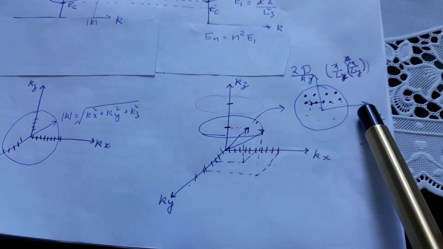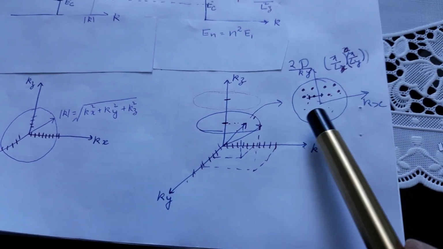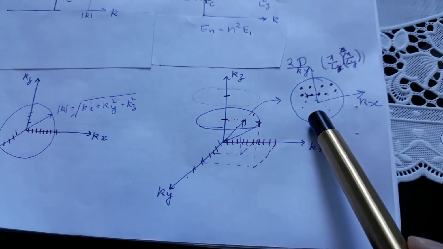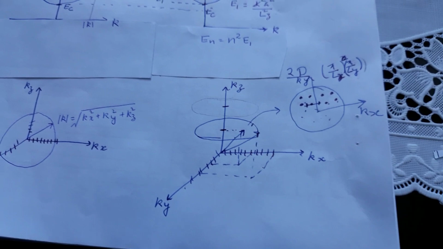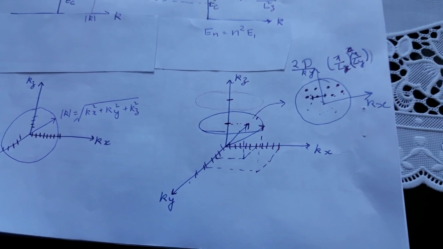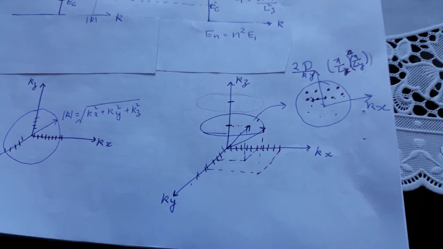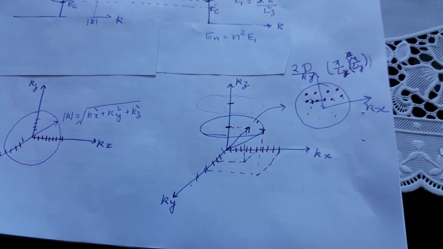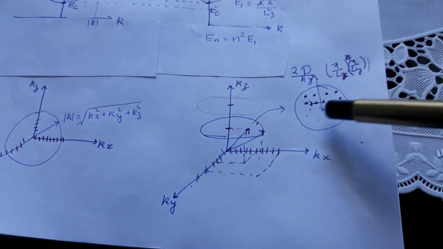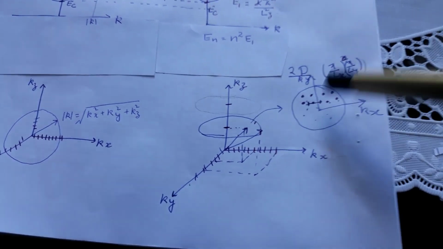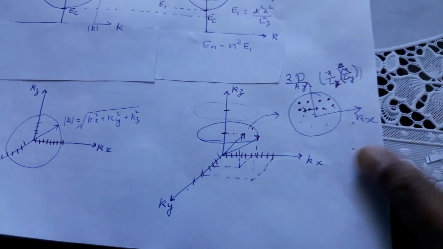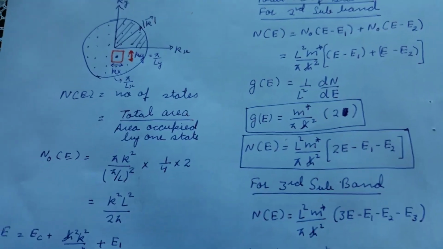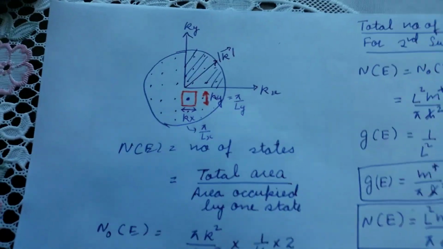And because it is in the kx-ky plane, the area occupied by one state will be given by pi upon lx into pi upon ly, because we are talking about the k space. So in the k space, the distance between two k points is given by pi upon l. But here, because we have two directions, it will be pi upon lx into pi upon ly. If lx and ly are the same, then it will be pi upon l squared. So for clarity's sake, I have drawn it here.